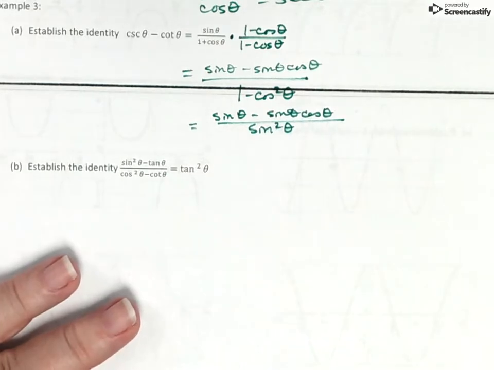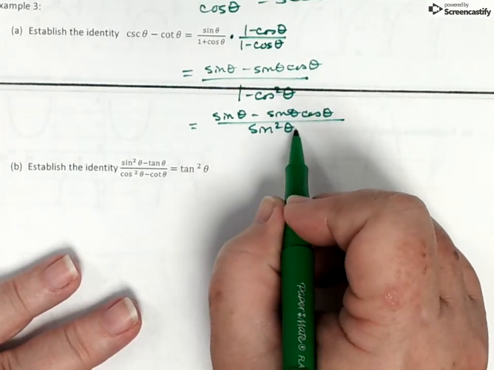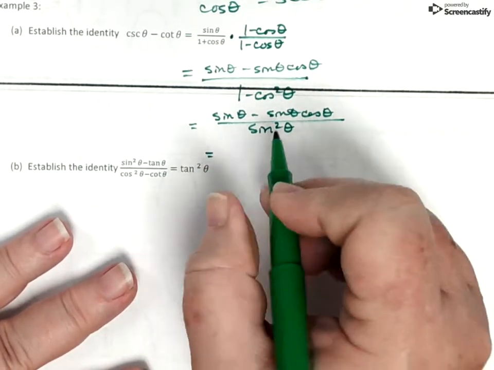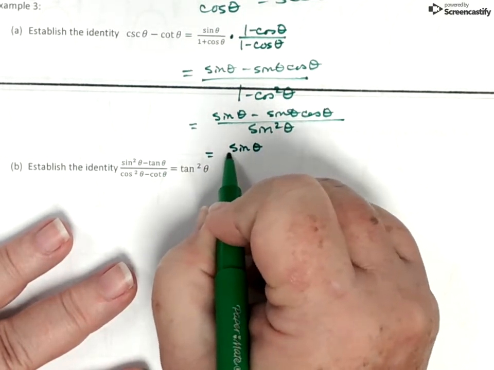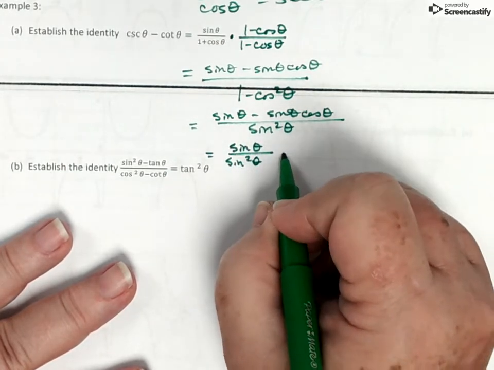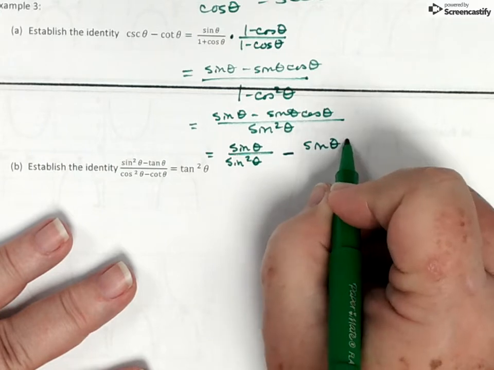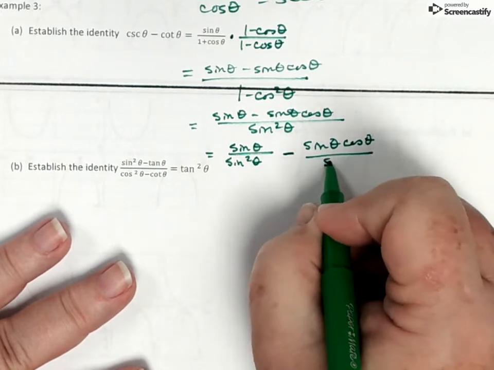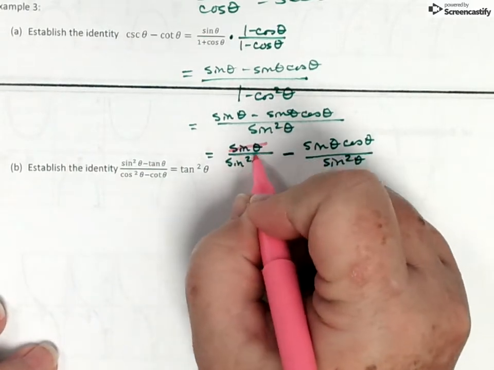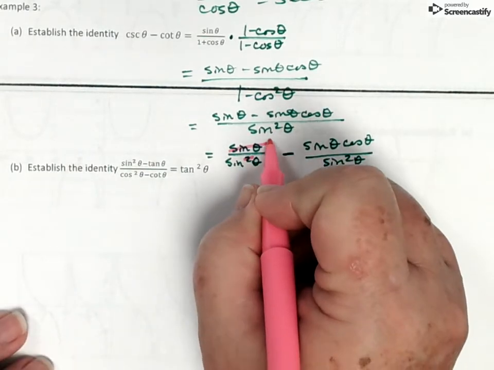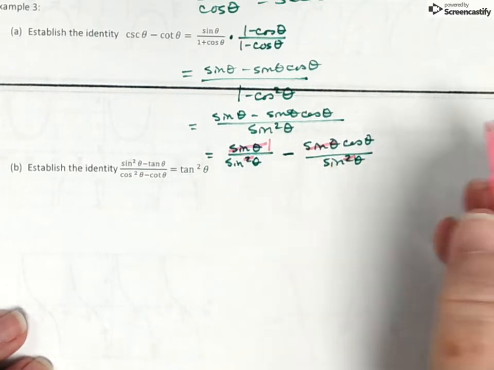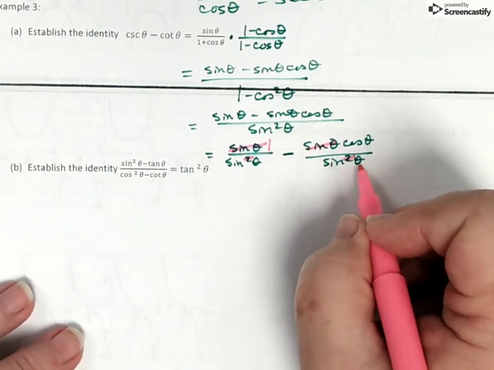I don't know if you remember in the last video, I showed you that if there's a single denominator without any pluses or minuses, we can split that into two fractions. Sine of theta over sine squared theta minus sine of theta cosine theta over sine squared theta. These sines divide, they cancel out, leaving me 1 over sine theta. These sines cancel out, leaving me cosine over sine theta.